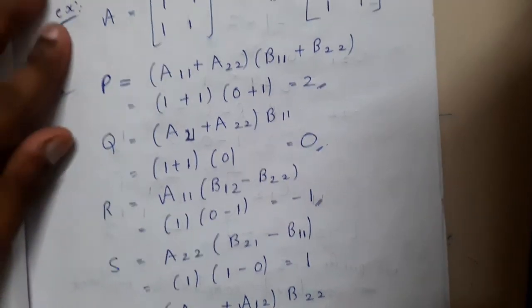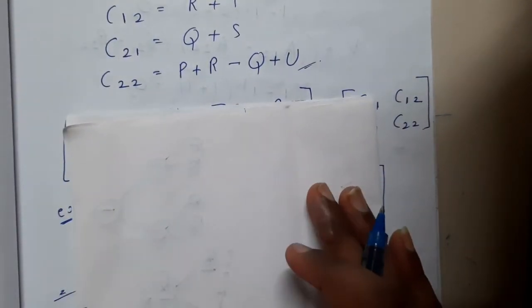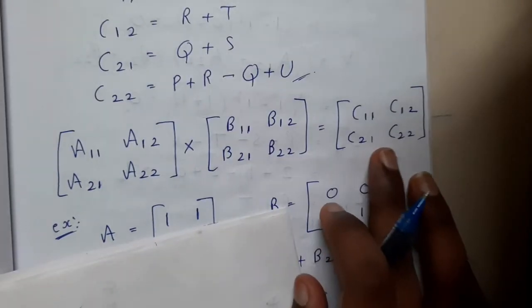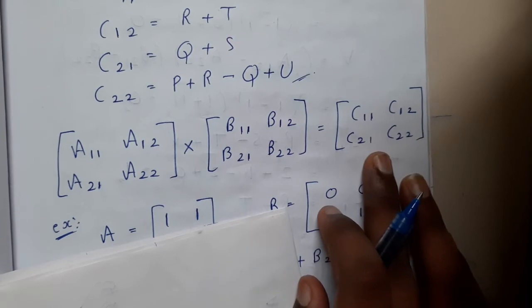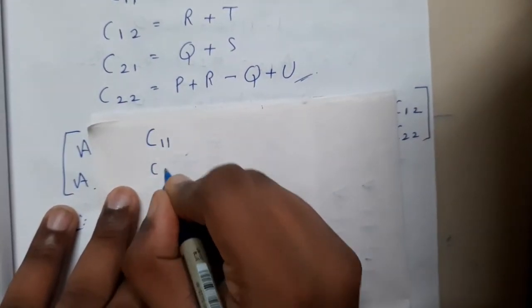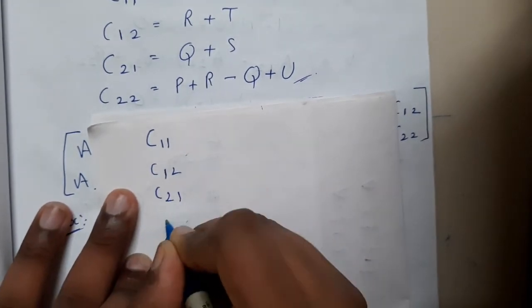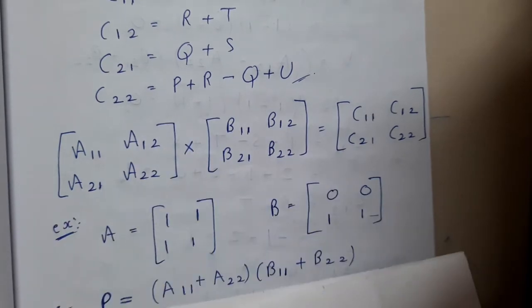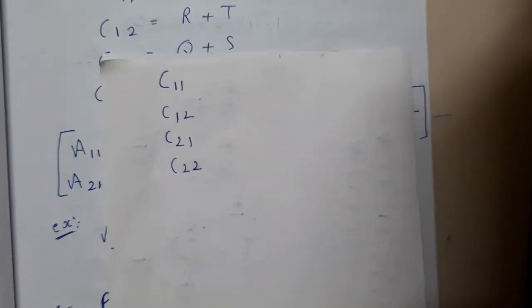Okay. So after that you are having C11, C12, C21, C22, like the matrix values, right? So those are the things that you want. We don't want this p, q, r, s, t. So assume them in this way: C11, C12, C21, C22. So for this also there is a small trick, guys.